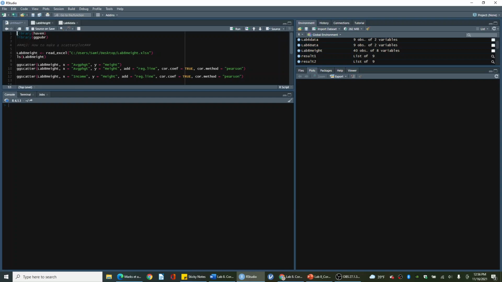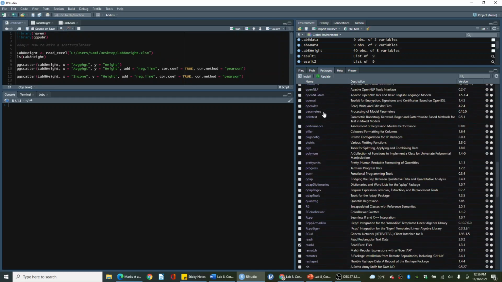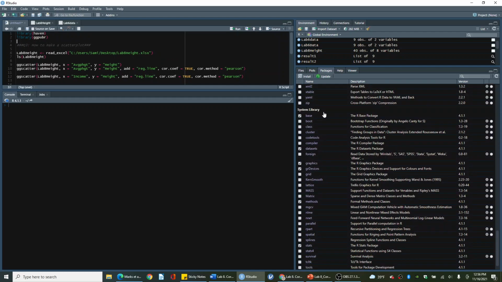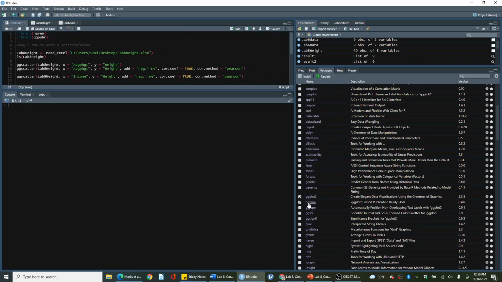Again, you're going to need these two packages here, haven and ggpubr. For those of you who like to just type it in, you can do that. I just like to check them off, honestly. I'll go to the packages library and just see where they are, and they should be checked off. I checked them off earlier, but ggpubr, for example, is checked.